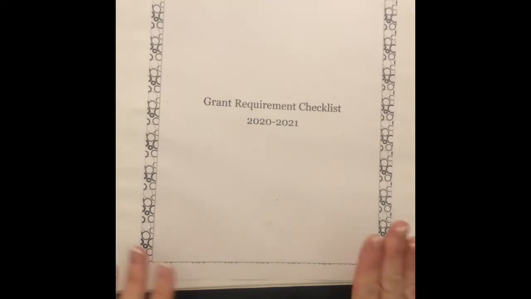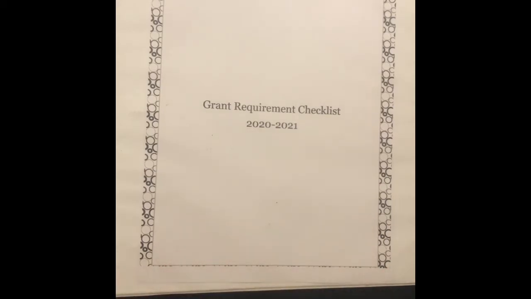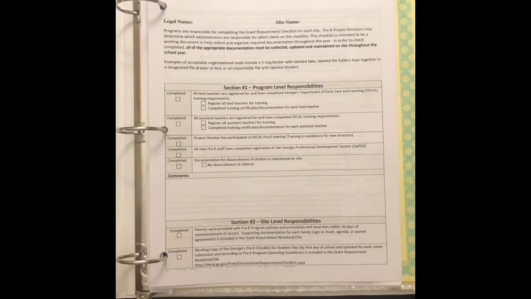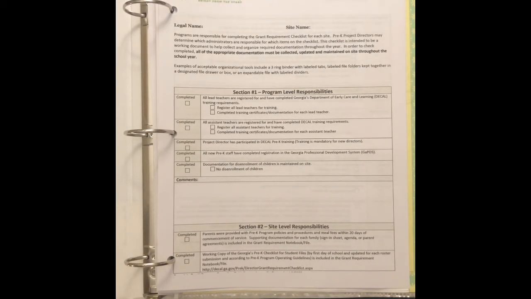But today I do have a sample grant requirement checklist notebook that I'm going to show you so that you can see how to set it up and how to organize the documentation that you need to collect throughout the school year. The first thing you will need to do is go to the DECAL website and print yourself a copy of the Grant Requirement Checklist.